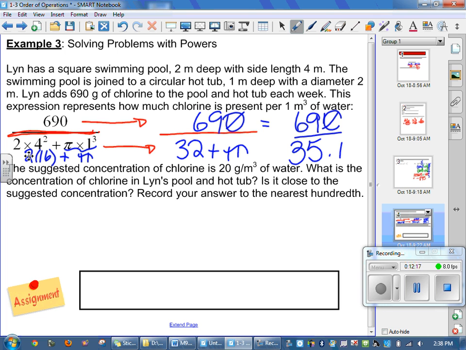Now let's read the question. It says that in the pool, we need a 20 gram per meter squared of water. Now, or that much chlorine in the amount of water she has. So she's got 19.6. If I rounded that, what would it make? 20. So does she have enough chlorine in her water? Yes, good. Okay, so that's all we're trying to find. Does she have enough in her pool that she has?